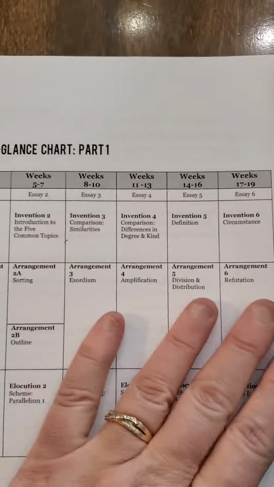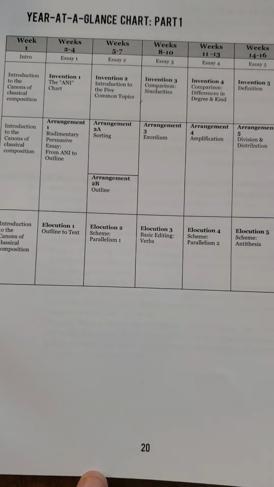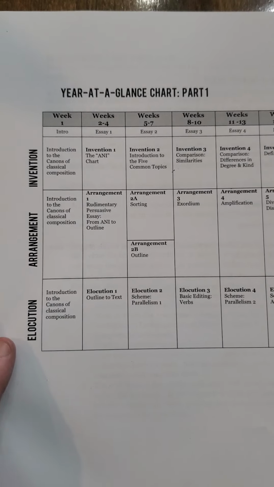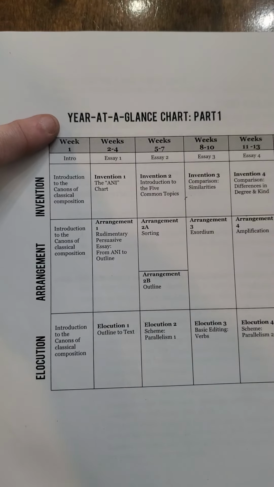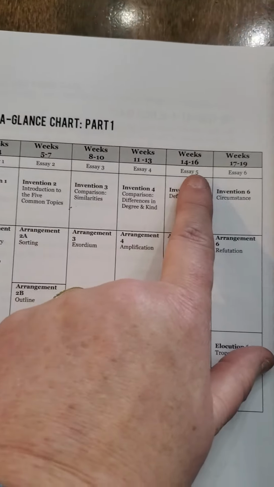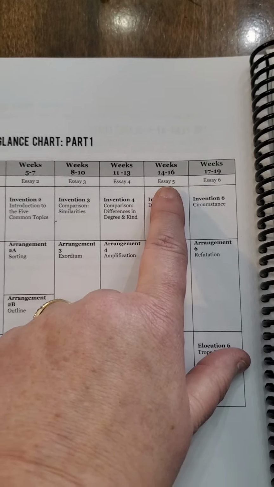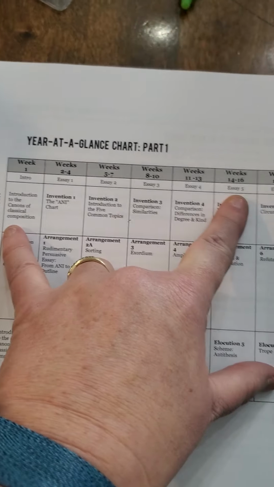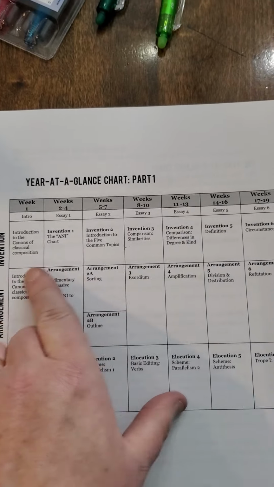In your Lost Tools of Writing book, this is on page number 20, where it's got the year at a glance. Ignore the weeks up there because they don't follow the CC weeks. However, it does follow the essay. So we're up to Essay 5. In Essay 5 for invention, and this is our A&I chart, this is what we've covered so far.